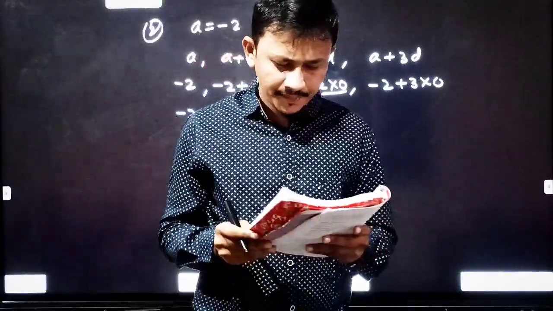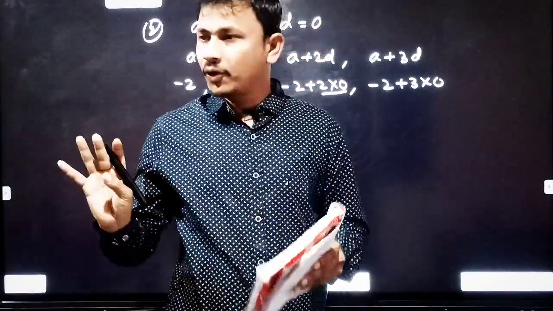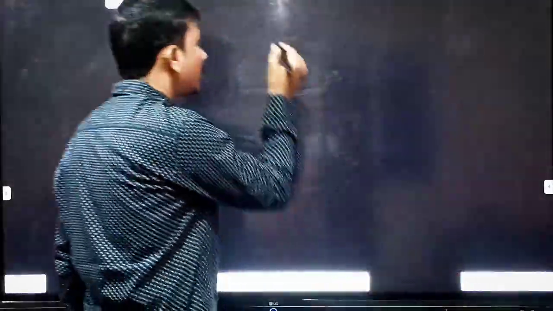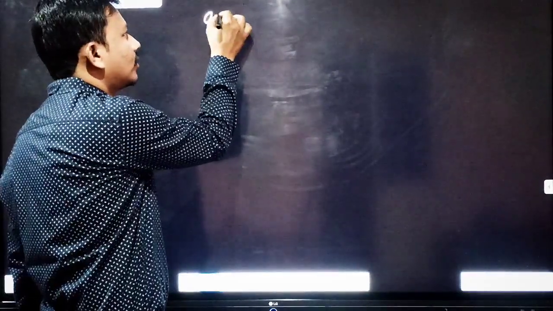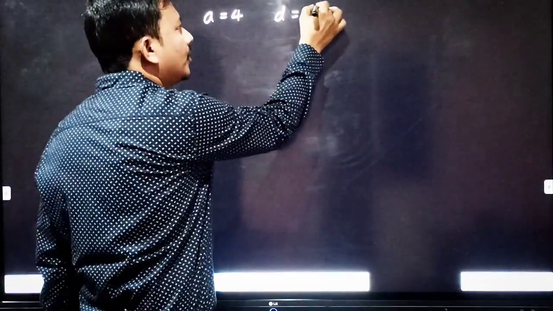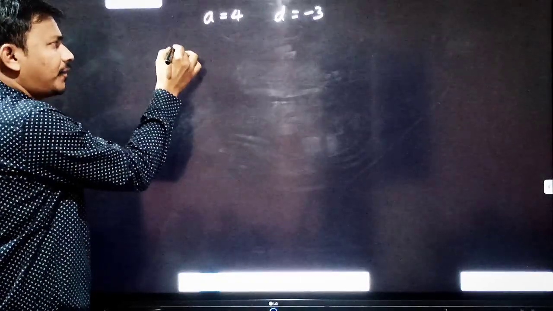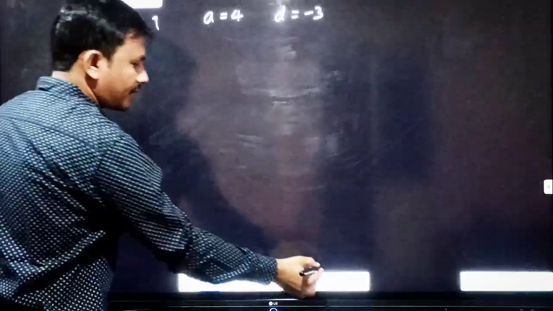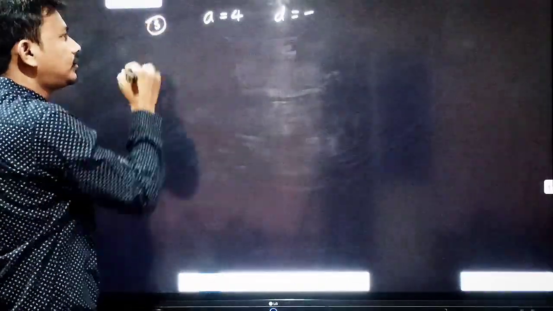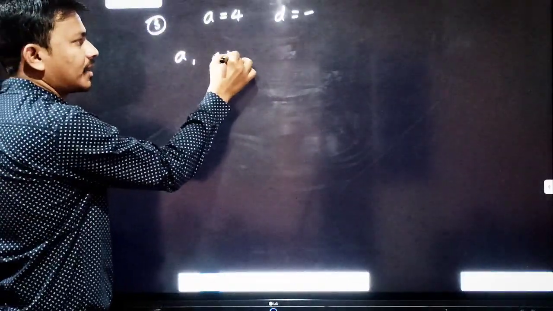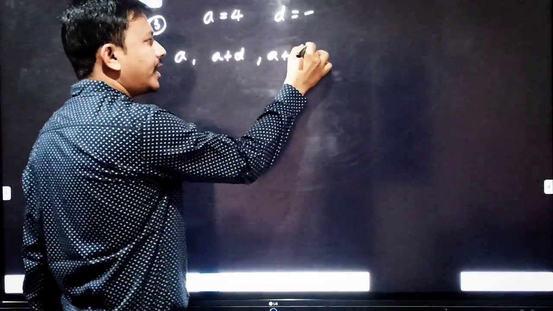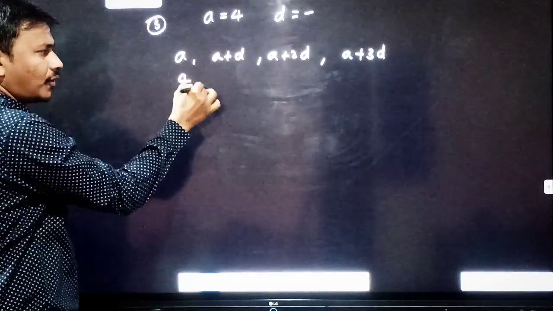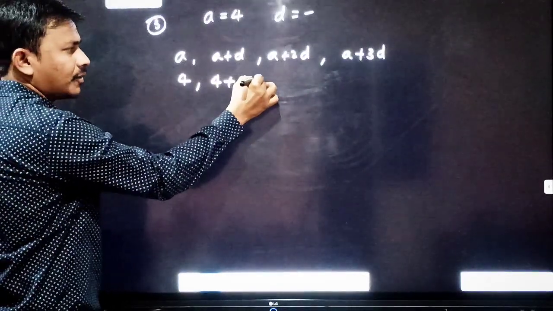And the third question is A is equal to 4, D is equal to -3. A is equal to 4, D equal to -3. What we need to find out? First four terms. Okay. Question number 3. A, A plus D, A plus 2D, A plus 3D. What is A value? 4. 4 plus what is D value?